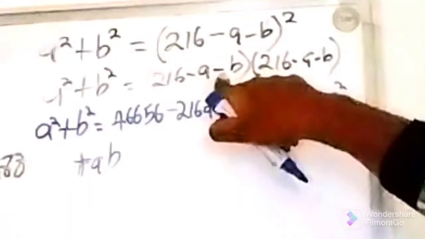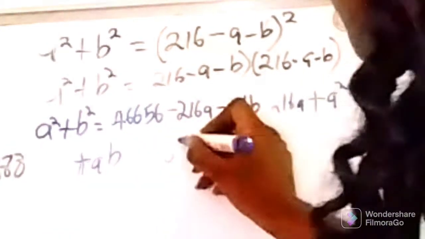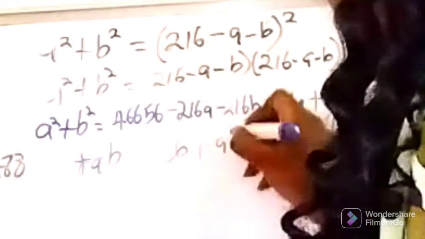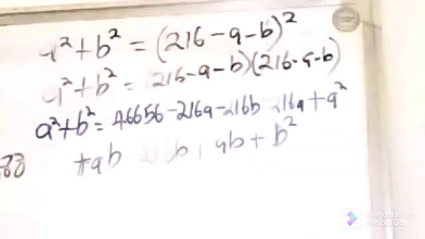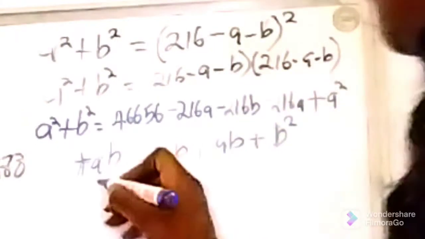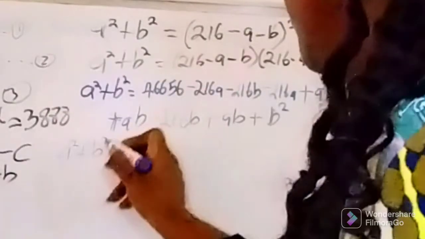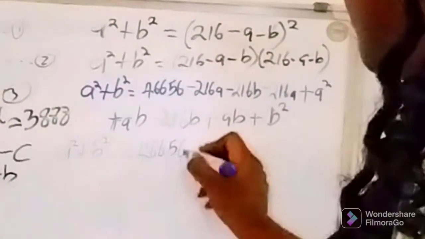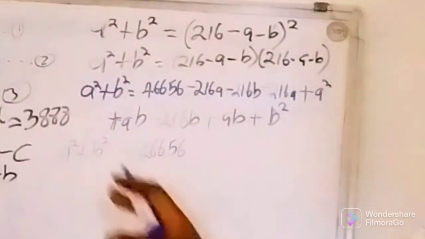So now let's multiply minus b times 216, which gives minus 216b. Minus b minus a is plus ab. Minus b minus b is plus b squared. So, what do we have now? We have a squared plus b squared is equal to this, 46656, minus 216. We'll take like terms.